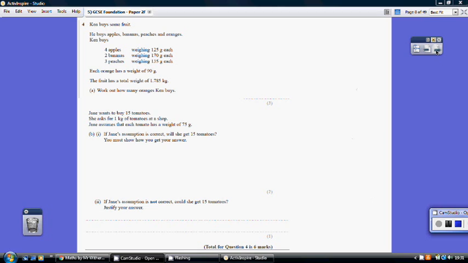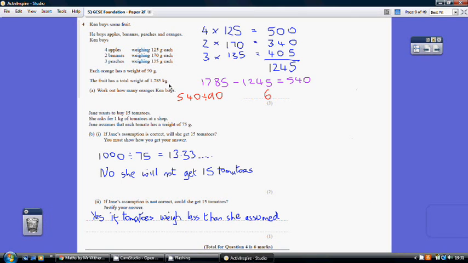Question 4. So work out how many oranges Ken buys. So here are the weights of the fruits. Each orange has a weight of 90 grams. The fruit has a total weight of 1.785 kilograms. So let's see what he's bought. First of all, he's bought 4 apples weighing 125 each. So that in total is weighing 500 grams.